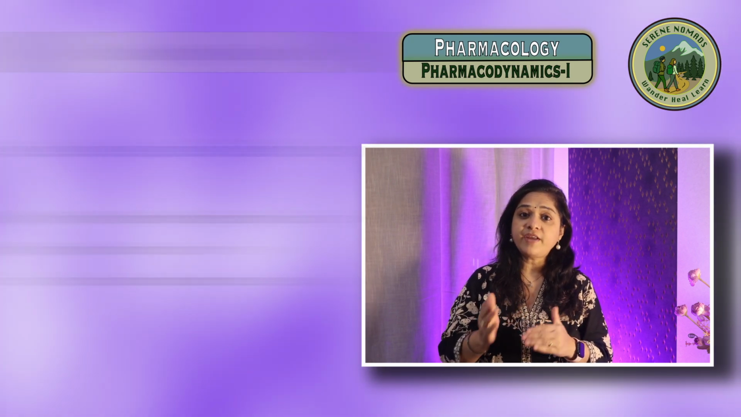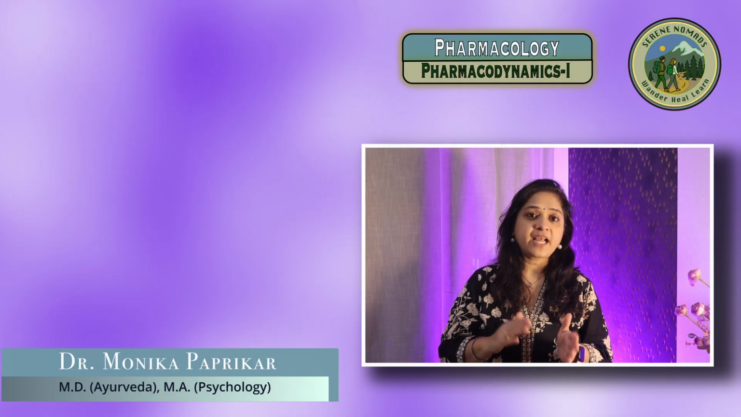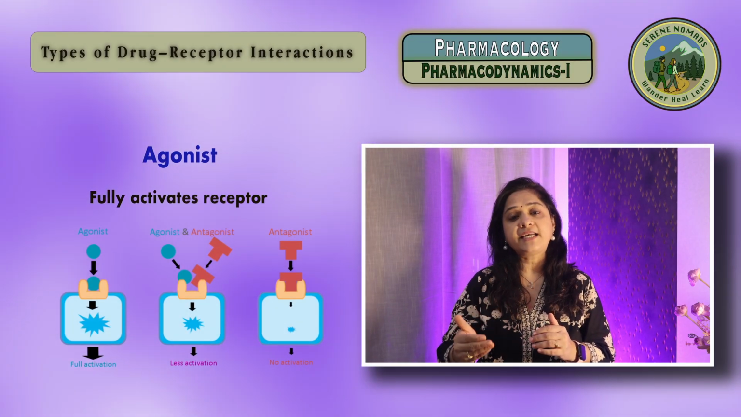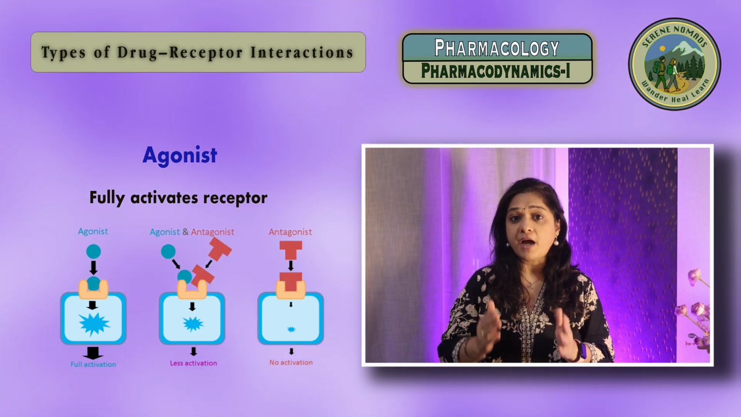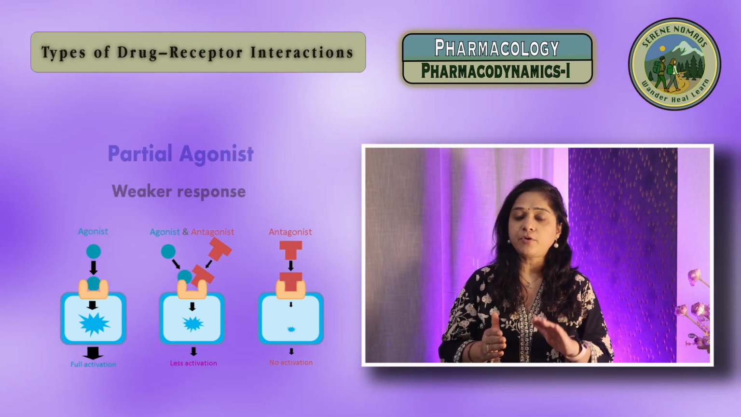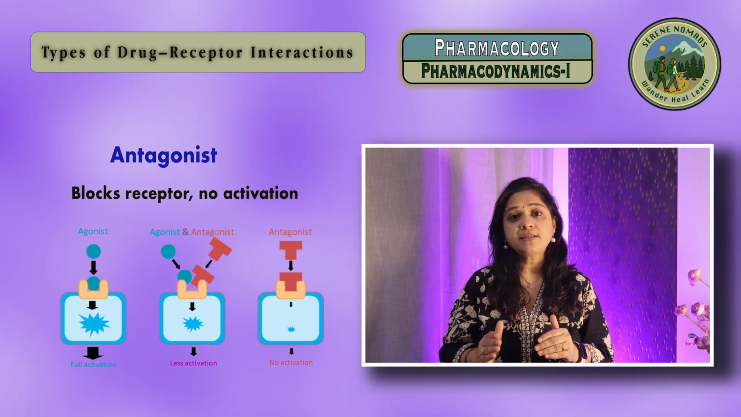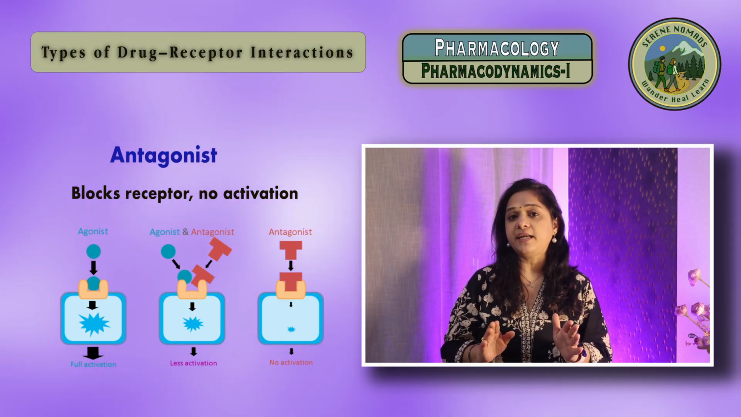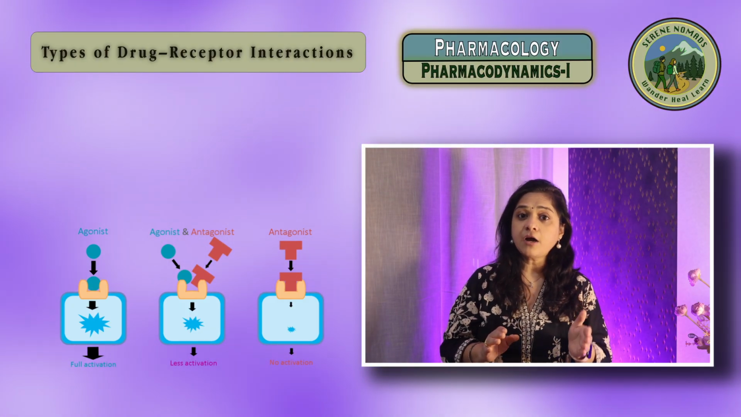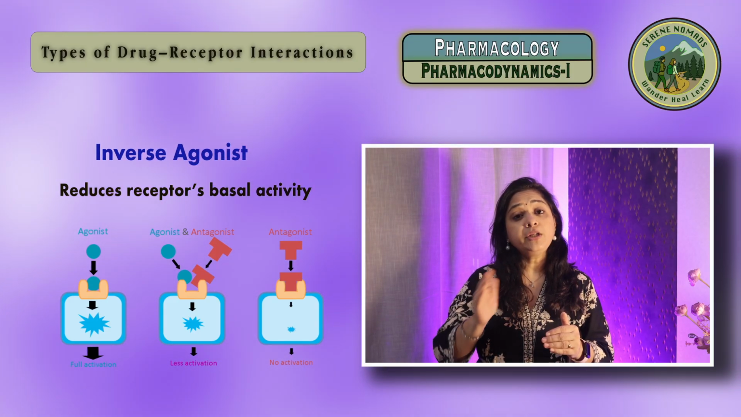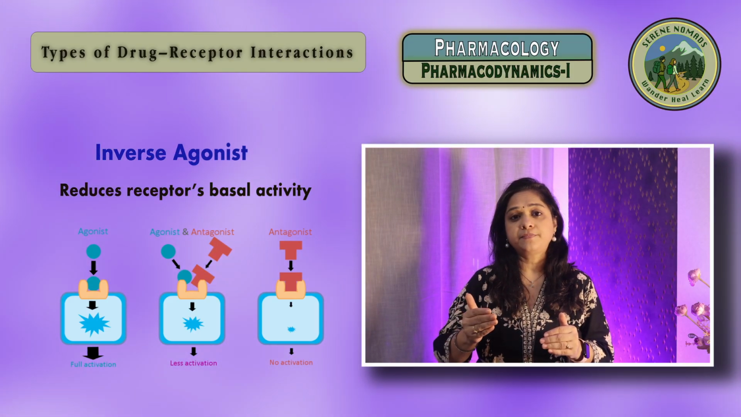Drugs can act in various ways depending on their interaction with the receptors. An agonist fully activates the receptor. A partial agonist binds but produces a weaker response. An antagonist blocks the receptor without activating it. An inverse agonist reduces the receptor's basal activity, doing the opposite of an agonist.